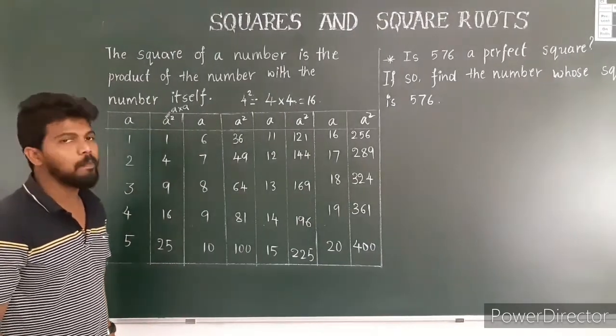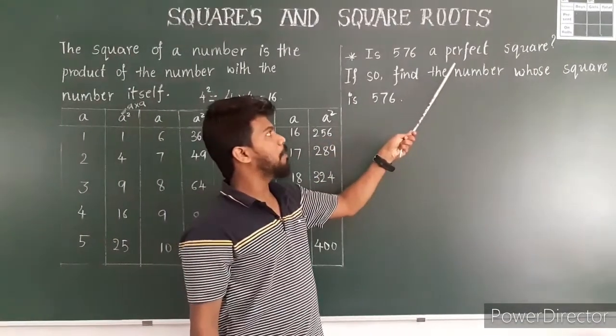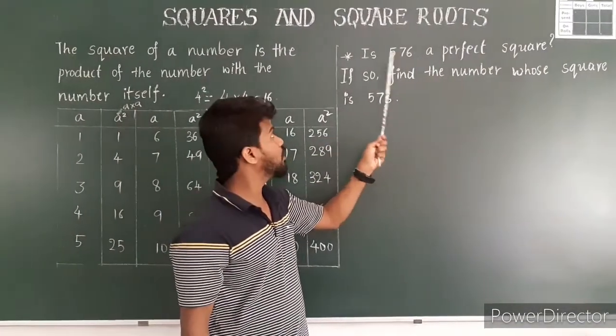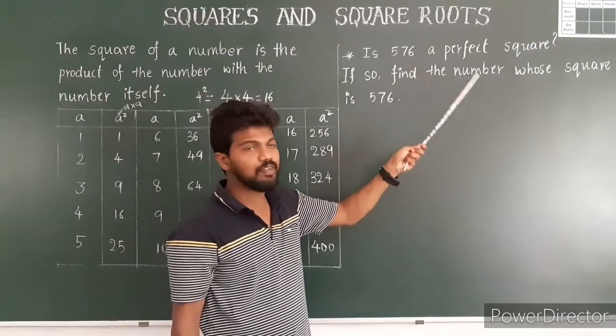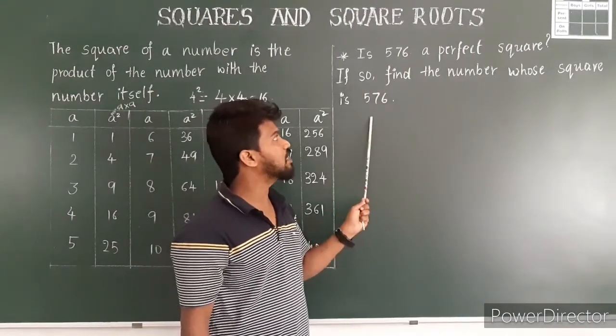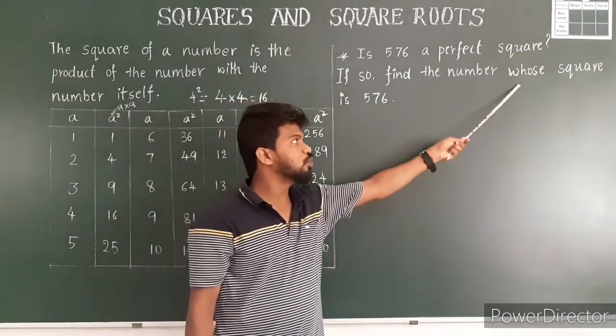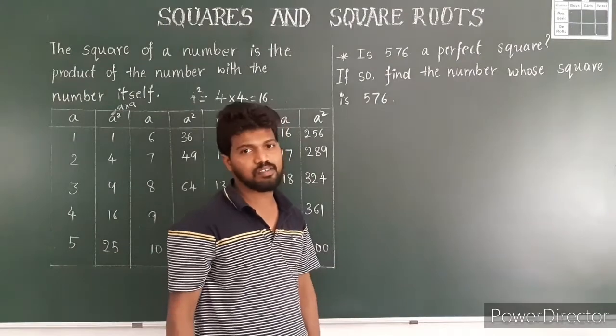Next we have the problem. Is 576 a perfect square? If so, find the number whose square is 576. So we have to find that number whose square is 576.